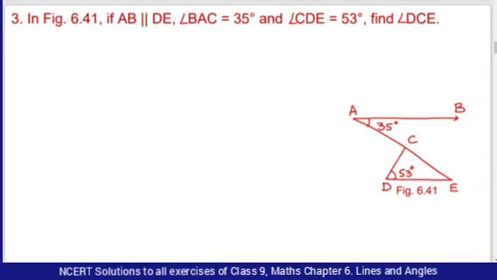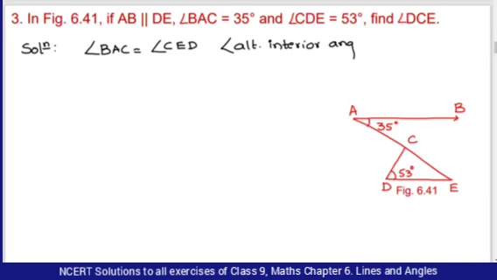Third question. In figure 6.41, if AB is parallel to DE, angle BAC is equal to 35 degrees and angle CDE is equal to 53 degrees, find angle DCE. Solution. Here, angle BAC is equal to angle CED because both are alternate interior angles. So this implies angle CED is equal to 35 degrees, since it is given that angle BAC is equal to 35 degrees.